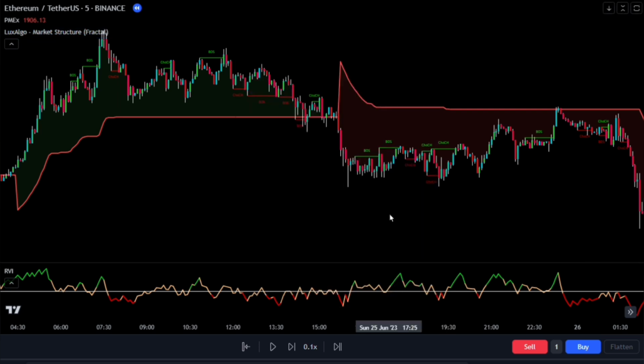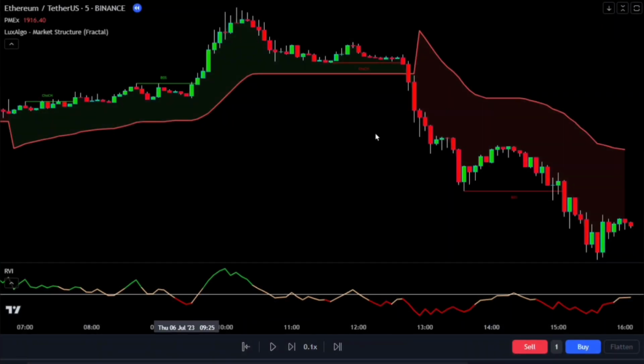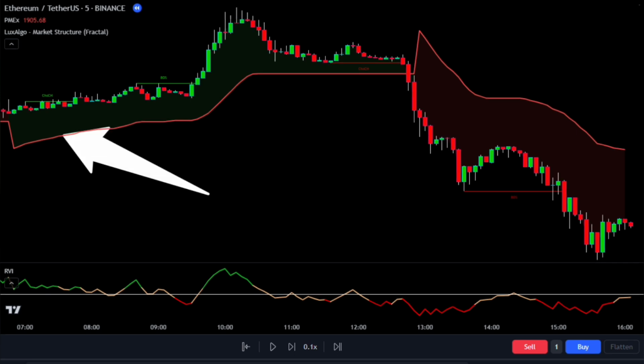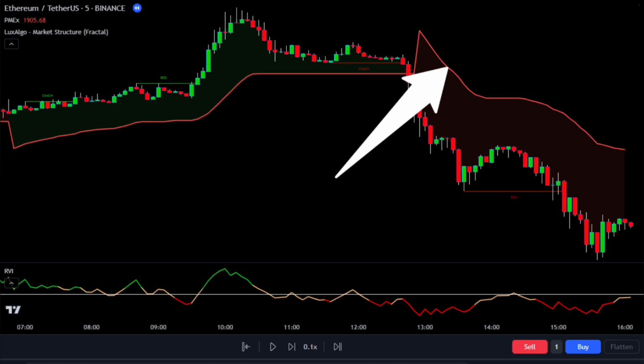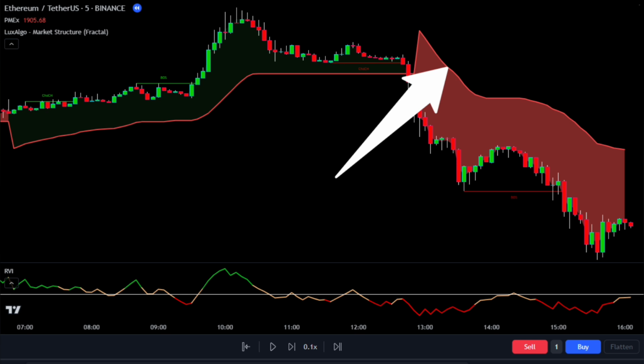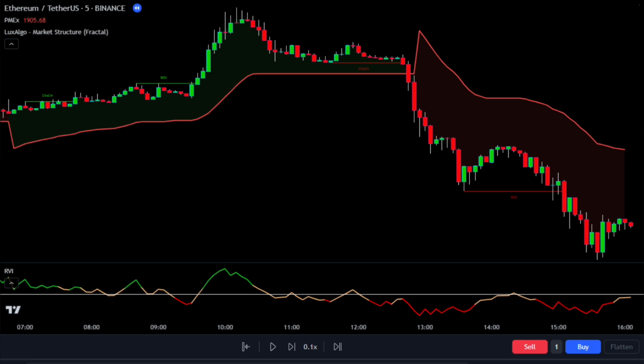Now that we have all our indicators set up, let's move on to the entry rules. Let's talk about the rules for entering trades in this strategy. It's actually pretty straightforward. Rule number 1. If the price is above the PMEx indicator and the background color is green, that's our signal to consider a long position. On the flip side, if the price action is below the PMEx indicator and the background color is red, that's our cue to think about a short position.